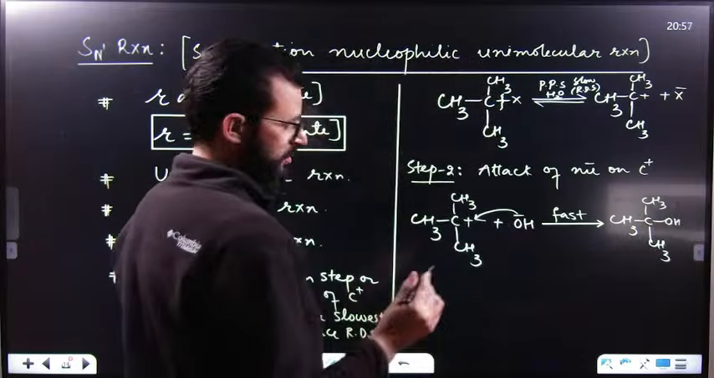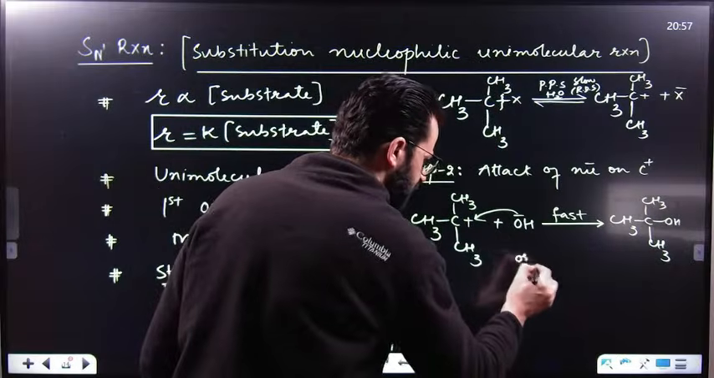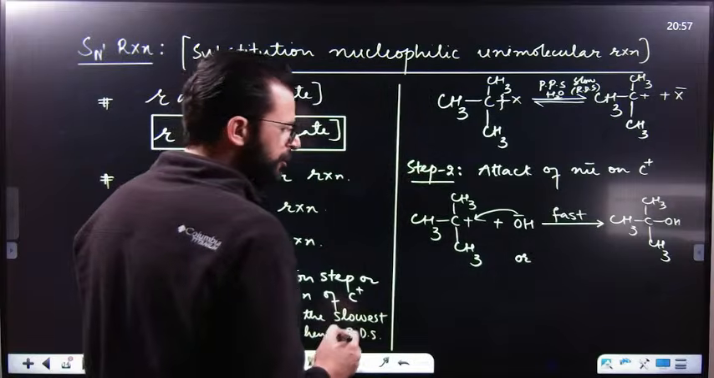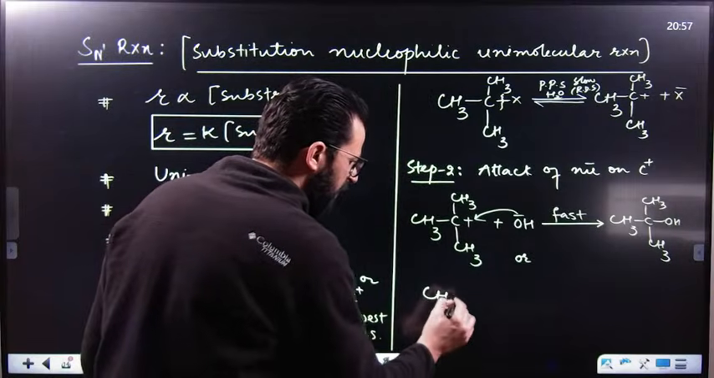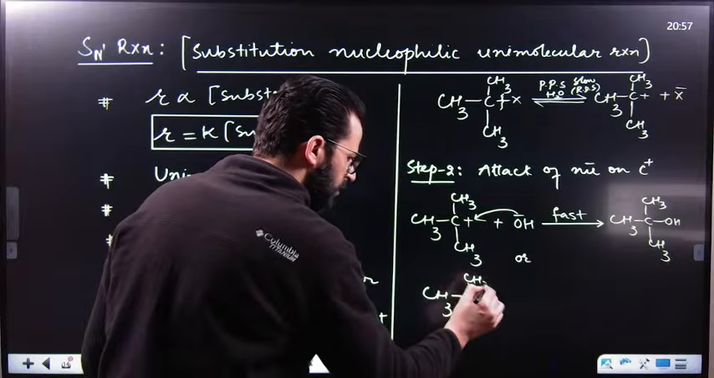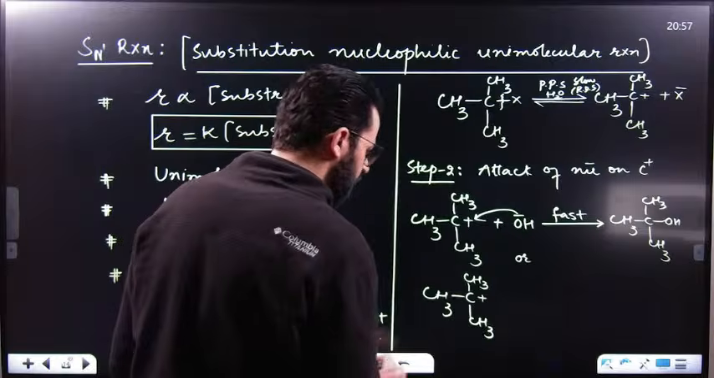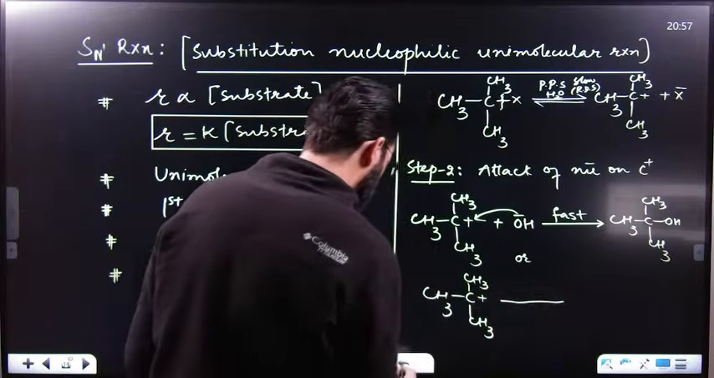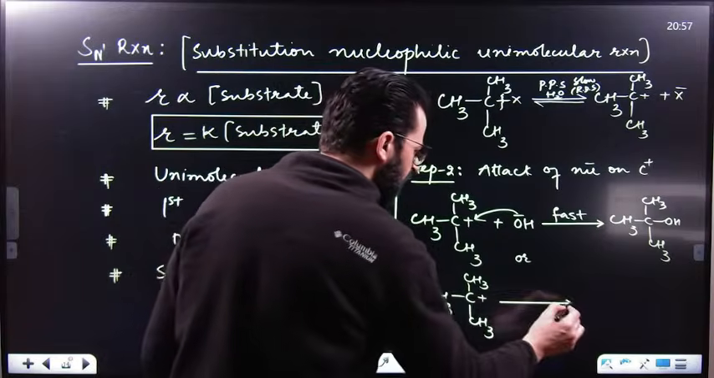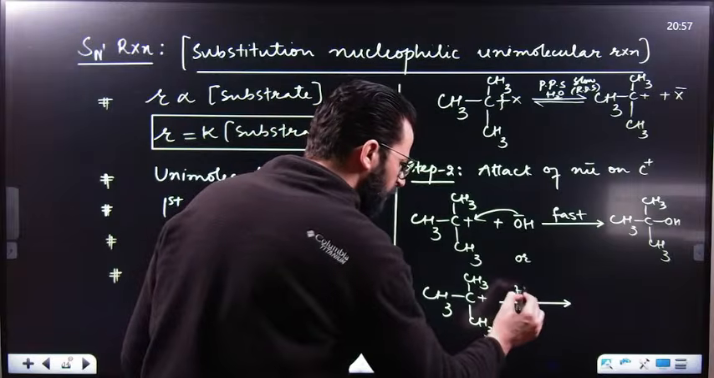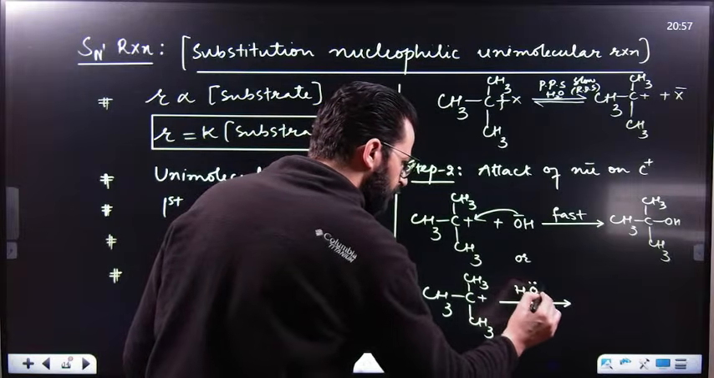Sometimes what will happen? Instead of this negatively charged nucleophile, solvent will act as a nucleophile. Have a look. Solvent was water. That water will act, solvent will act now as a nucleophile.